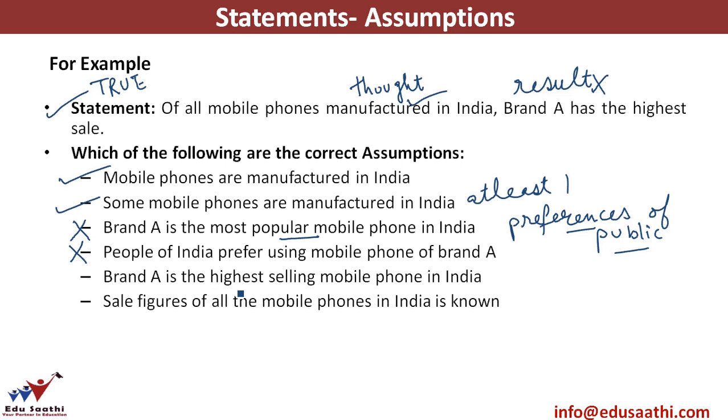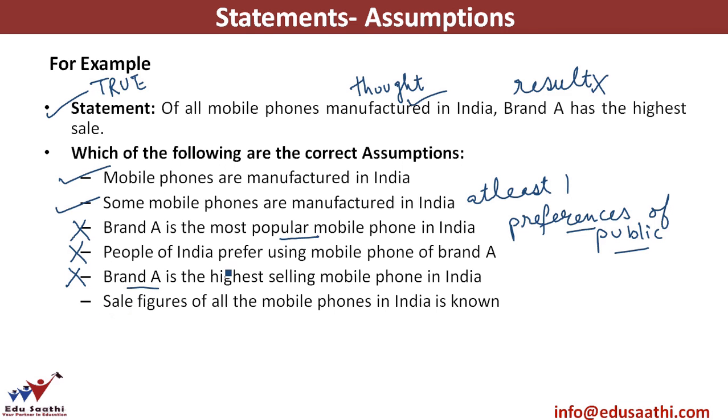Check the wording carefully. Brand A is the highest selling mobile phone in India. What we know is brand A is manufactured in India, and if we compare this brand with all the other brands that are manufactured in India, then brand A has the highest sales. For example, Videocon might be the highest selling television set in India of all the television sets manufactured in India. But if we take into account the sales of Samsung and LG, which are imported, we will not assume this thing.